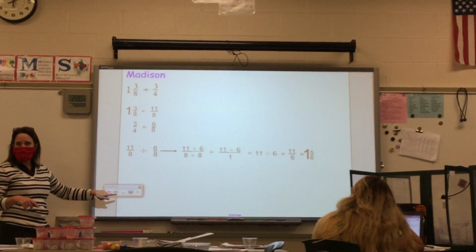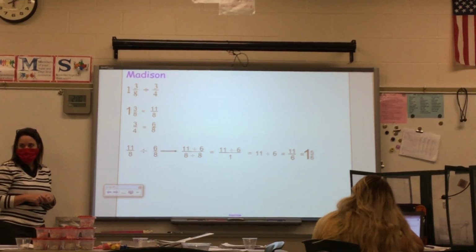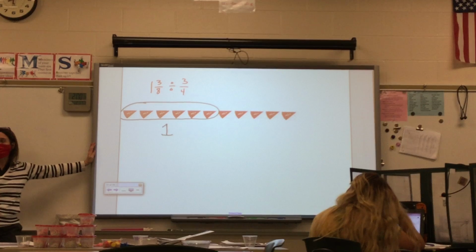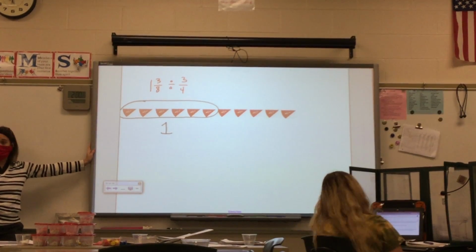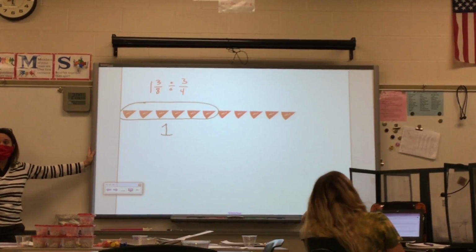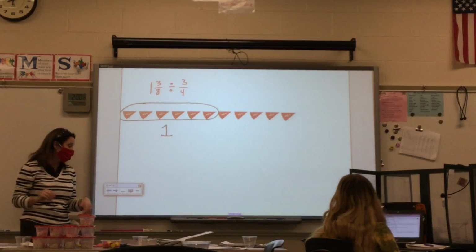How many do I need to make a whole group? 6. I need 6. I'm short, right? Because I don't have 6 more left. How many do I have left? I have 5. I have 5 8s left, but how many 8s do I need? 6. I need one more, but I need 6 total.